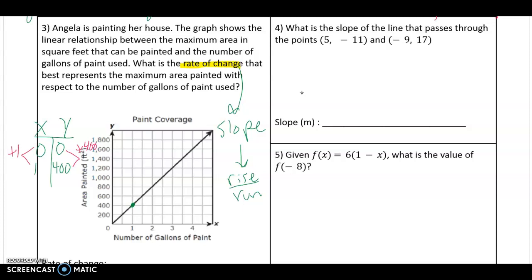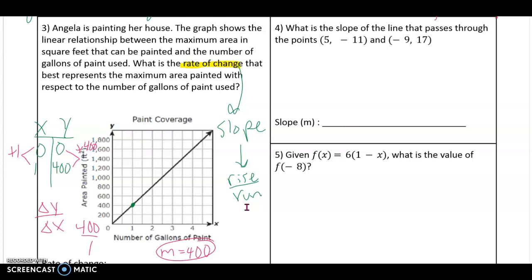Now, a lot of us on the test made the mistake of forgetting that it's change in y over change in x. It is 400 over 1. And 400 divided by 1 is 400. That is our slope or rate of change for this problem. And what that really means in the real world is that there are 400 square feet painted per gallon of paint. So if I buy a gallon, I know that I'm going to be able to paint 400 square feet. Now pause the video and try question number 4.